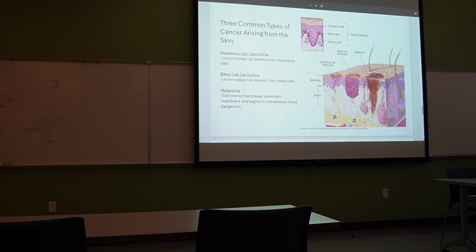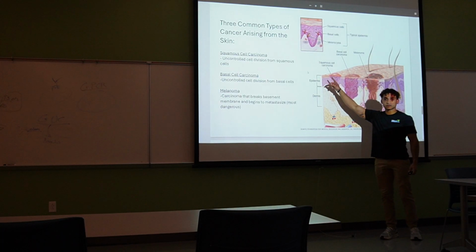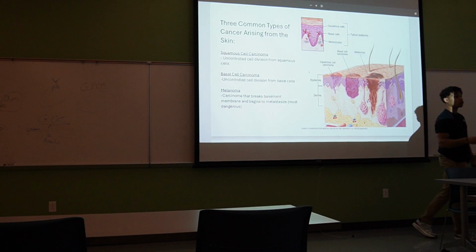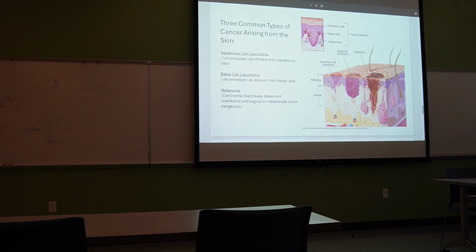Then you have basal cell carcinoma. This is another common type. Maybe some of you all have heard of basal cell carcinoma. What do you think that is? That's cancer of the basal cells. These cells are now dividing uncontrollably. And this gets very problematic.